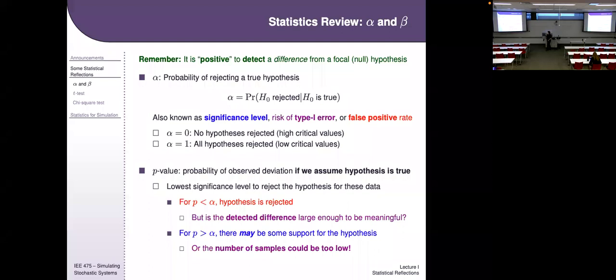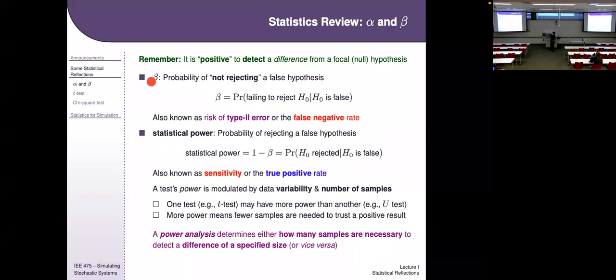So alpha is really how much you're trying to detect differences due to some intervention that you've added. And the higher the alpha, the more likely you are to detect even smaller differences. That's one way to think of alpha.